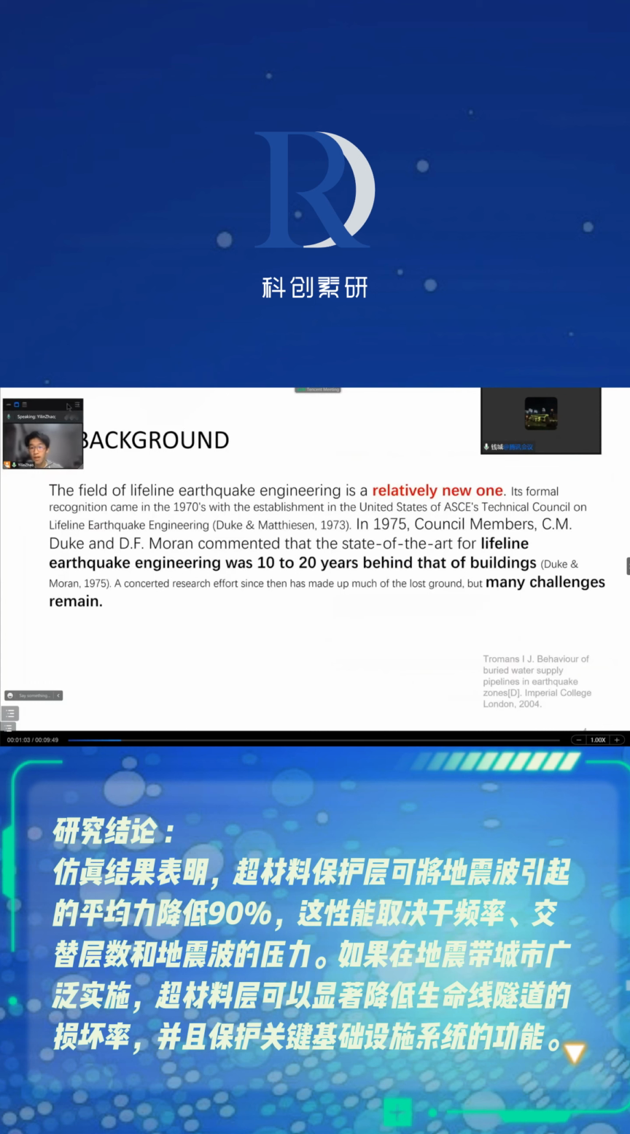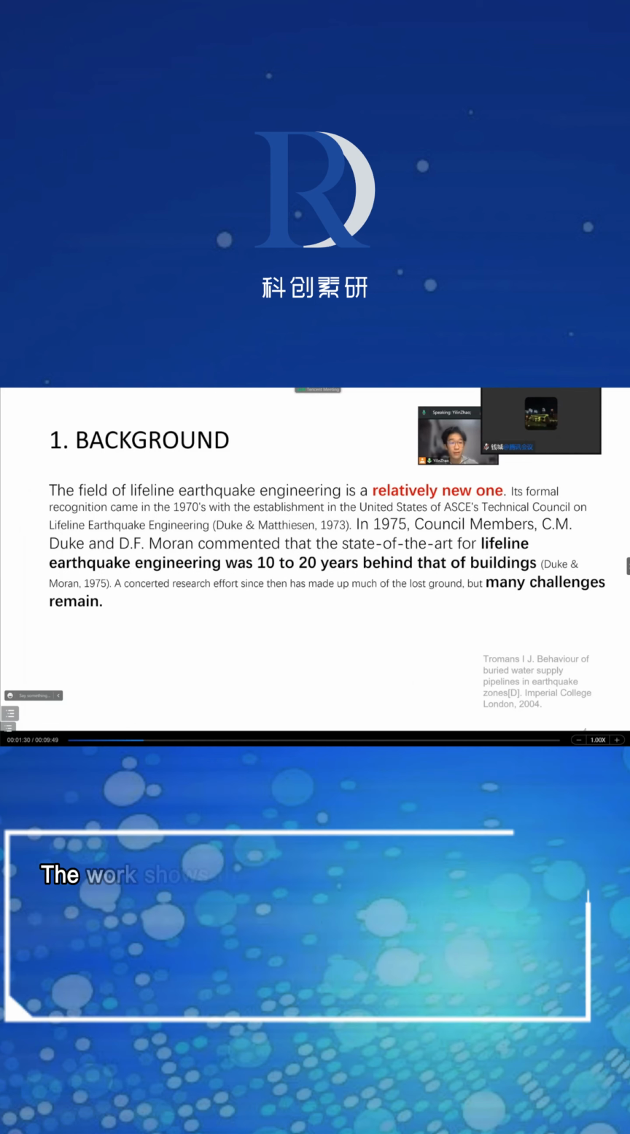And also, in the academic background, the field of lifeline earthquake engineering is relatively a new one. Its formal recognition came in the 1970s with the establishment in the United States of ASCE's Technical Council on Lifeline Earthquake Engineering. And in 1975, one of the council members said that the state-of-the-art for lifeline earthquake engineering was 10 to 20 years behind that of the buildings. And even though some efforts were made, many challenges remain.